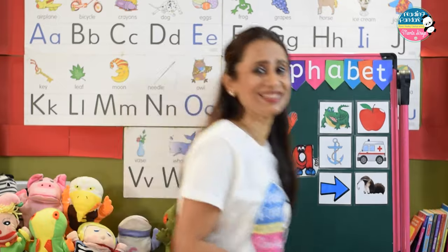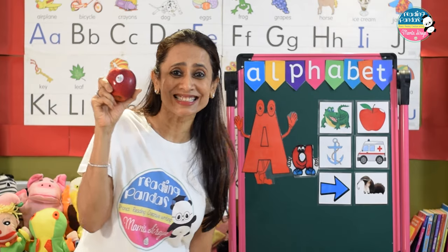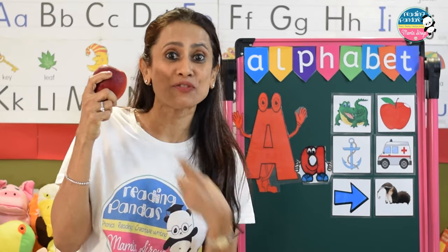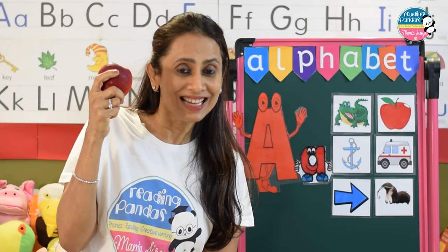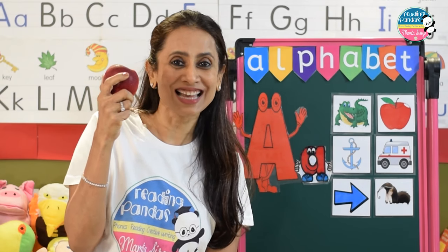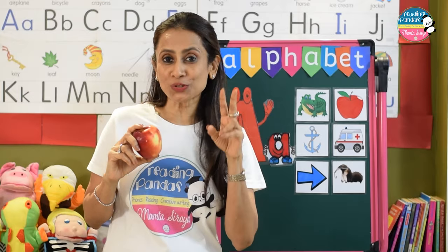1, 2, and 3. Go, V, go! Yay! I got it! Apple! A says ah. A for apple. Did you also find something? Yes, what did you get? Oh, that's nice. Now let's brace ourselves for round 2.